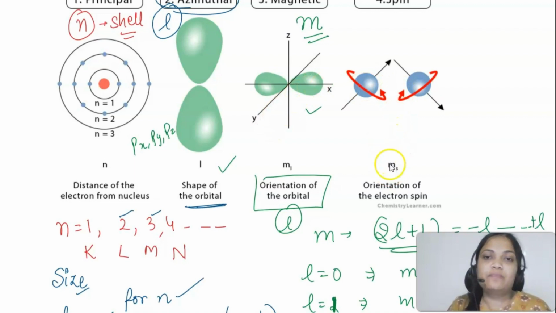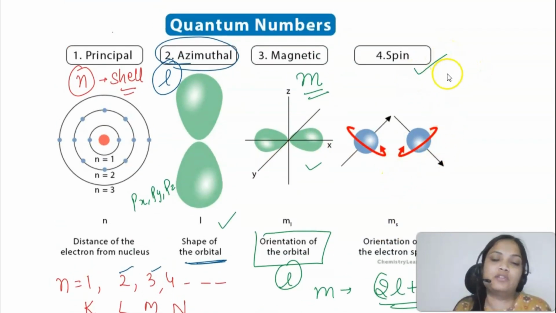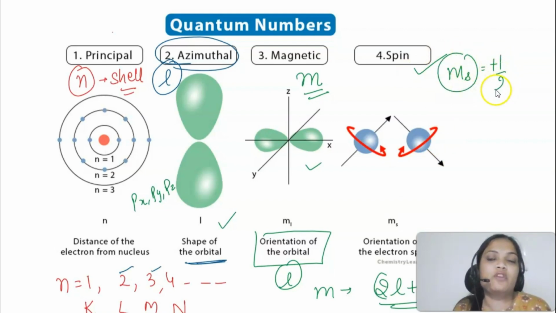Okay, then the last one is the spin quantum number, denoted by ms. It will have only two values, either plus half or minus half.